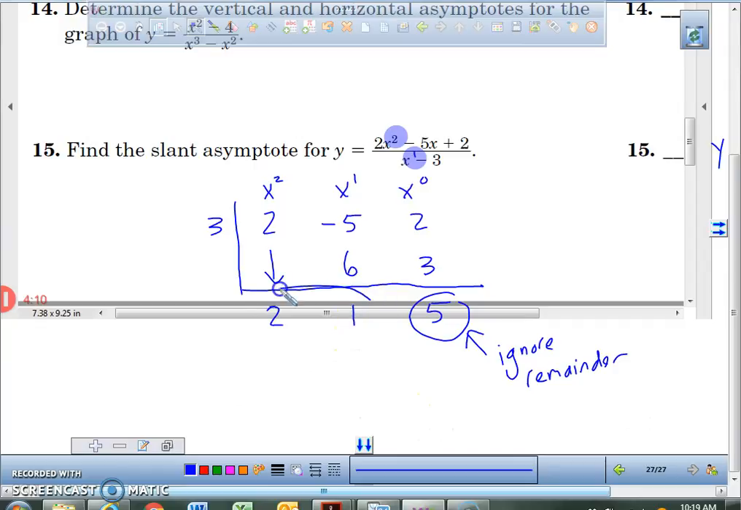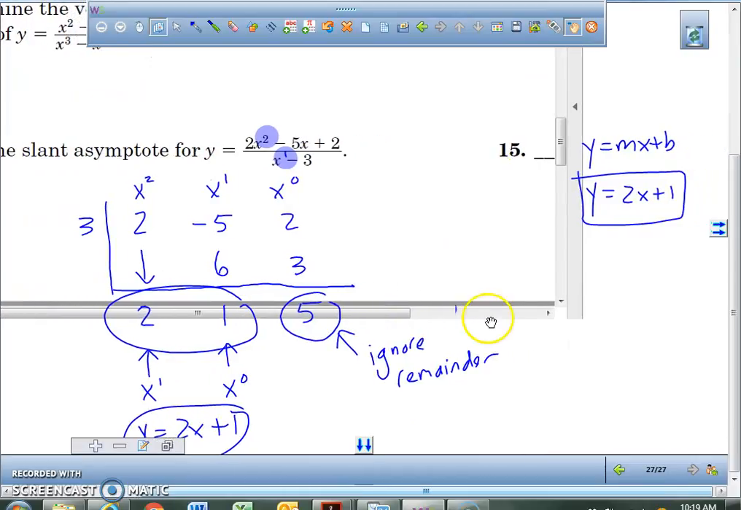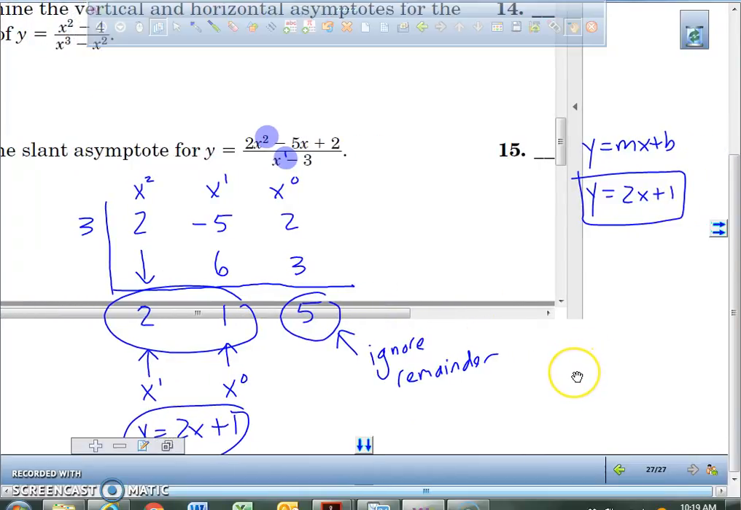So right now we have a 2 and a 1. What does that mean? That's how many x to the firsts. That's how many x to the zeros. My slant asymptote is y equals 2x plus 1. So for number 15, you would write y equals 2x plus 1 in the answer box, and that's how you're going to find your slant asymptote tomorrow or Friday, depending on when you have me.